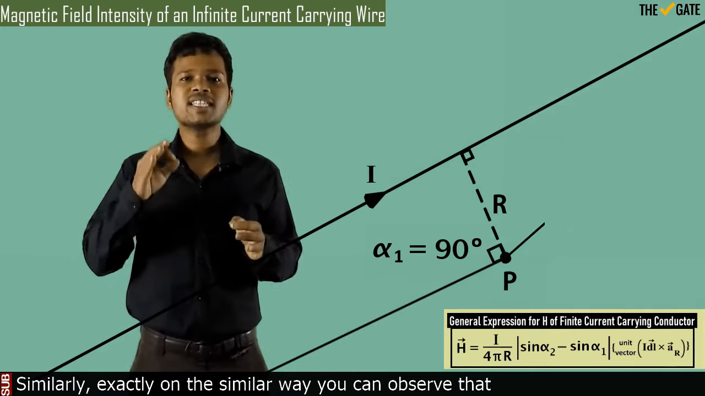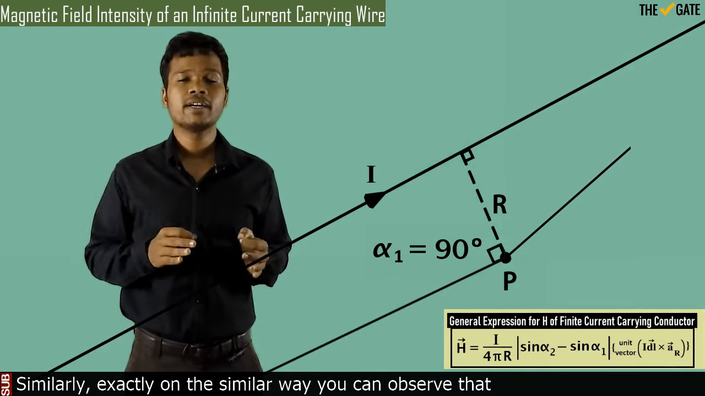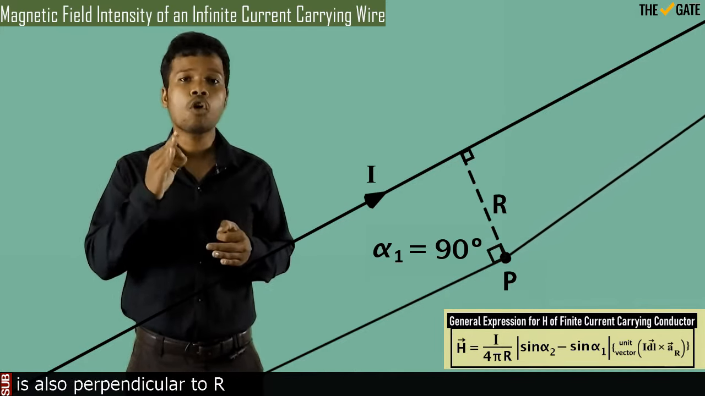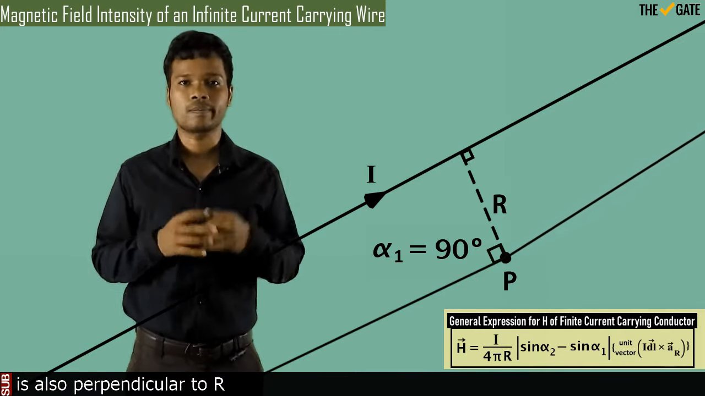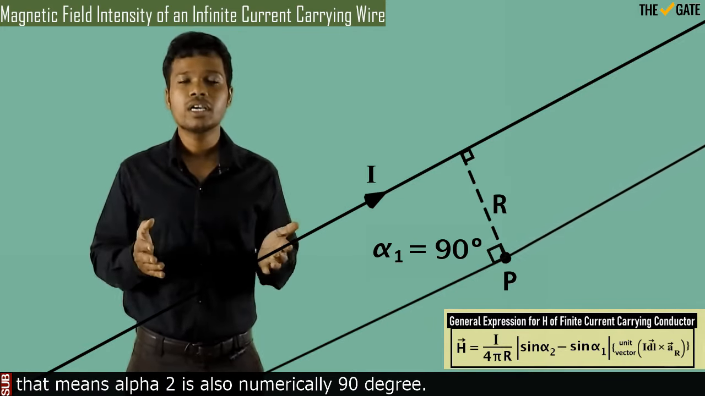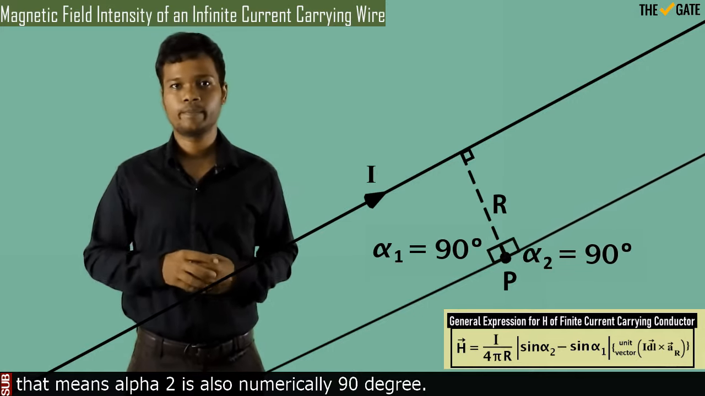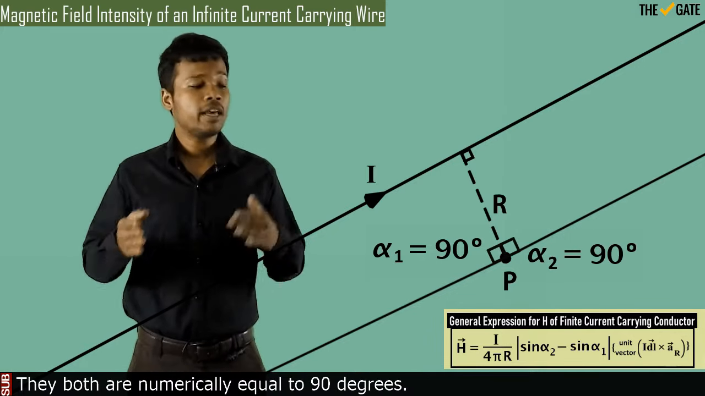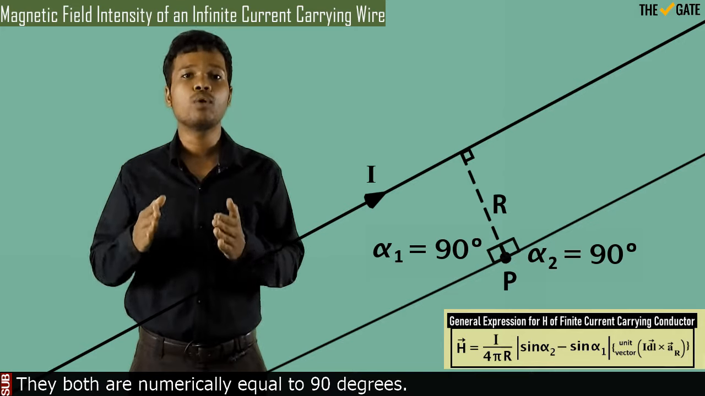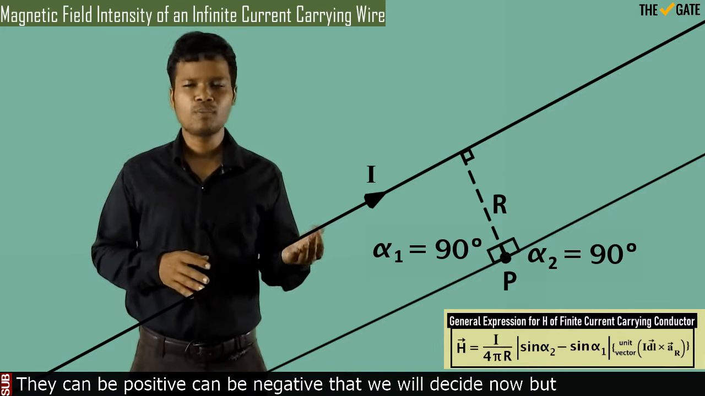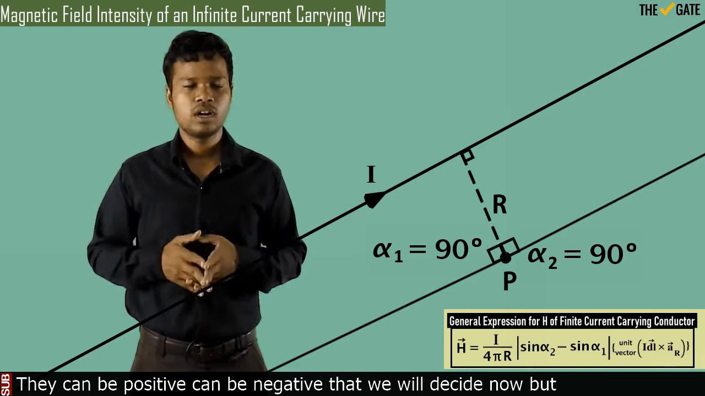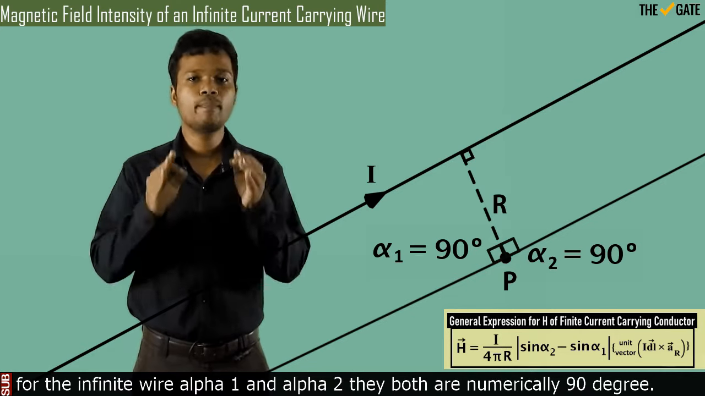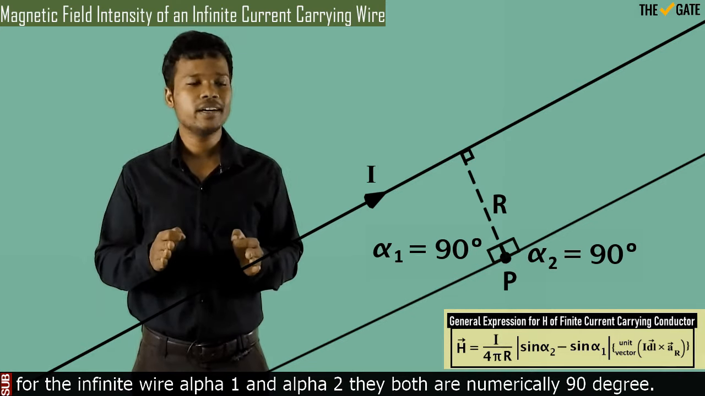Similarly, in exactly the same way, you can observe that the segment joining the final point of the wire and the required point P is also perpendicular to capital R. That means alpha 2 is also numerically 90 degrees. So for this infinite wire, alpha 1 and alpha 2 both are numerically equal to 90 degrees. They can be positive or negative, that we will decide now.